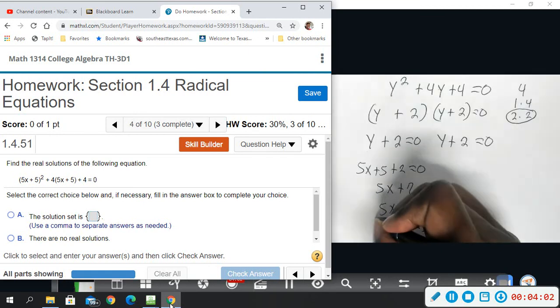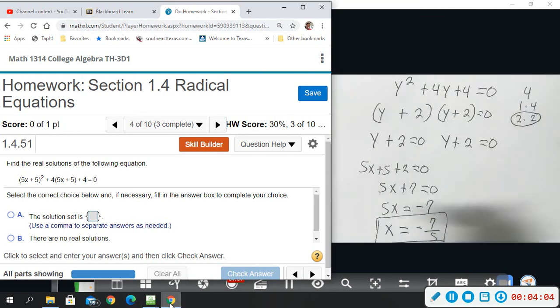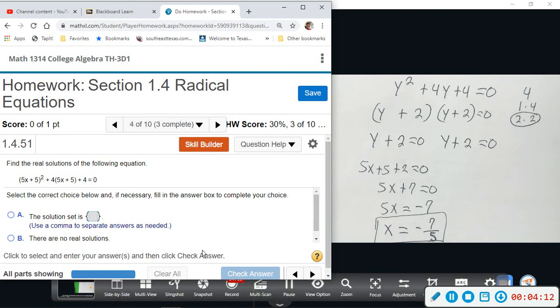And you would get that same answer. It would be a double root, a repeated answer. Alright, so we get one solution, which is negative 7/5.